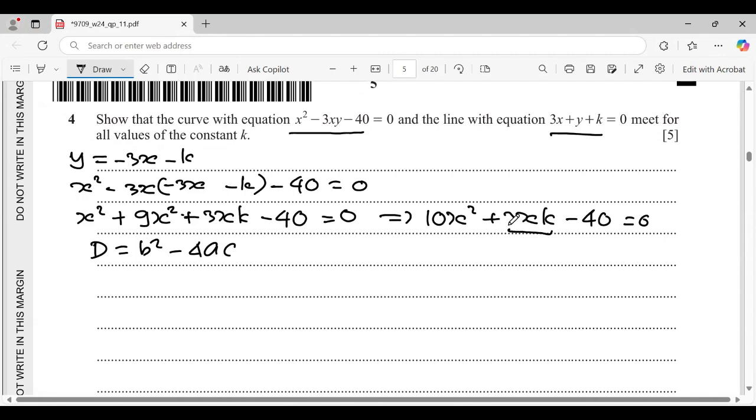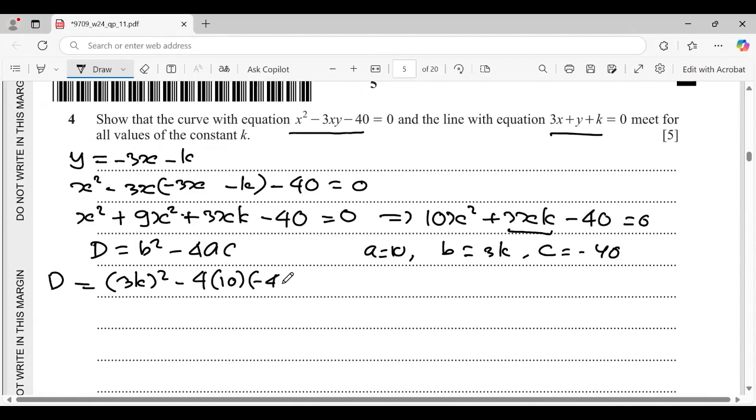This is b3: a equals 10, b equals 3k, c equals minus 40. It means the discriminant equals 3k squared minus 4 times 10 times minus 40. Okay, it is 9k squared plus 1,600. So now we are going to check one by one.